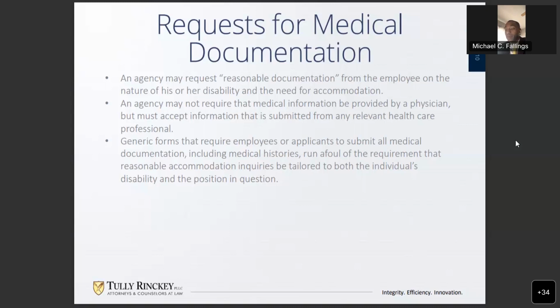Like I said, the requests need to be tailored to both the individual's disability and the position in question. Tailored means basically within a certain time frame specific to the condition being requested. A lot of questions always come up regarding this, and whether or not these types of requests violate any Privacy Act laws or HIPAA laws. Not necessarily, so long as the requests are centered on the accommodation being requested, the agency is able to learn what the medical condition is.